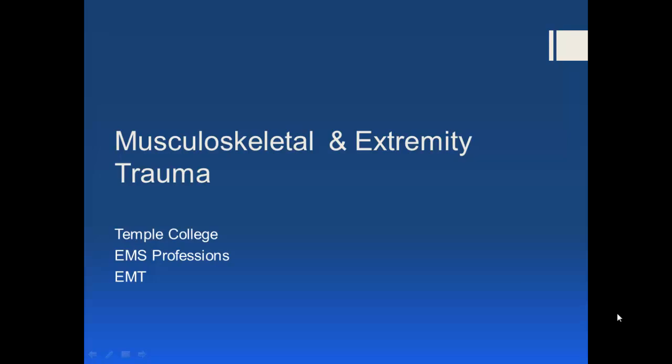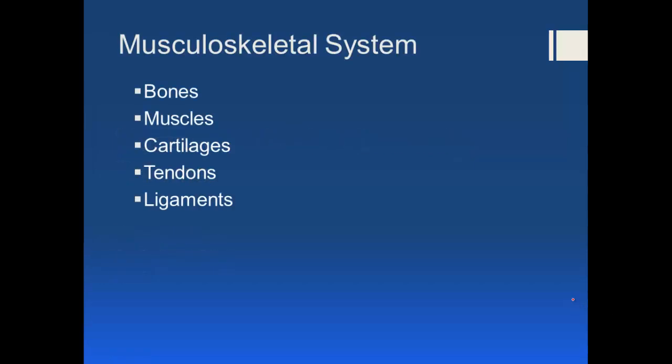In this lecture I'm going to talk to you guys about musculoskeletal and extremity trauma. So what are the parts of the musculoskeletal system? Well, the musculoskeletal system is composed of bones, muscles, cartilage, tendons, and ligaments. So all of these things make up the musculoskeletal system.